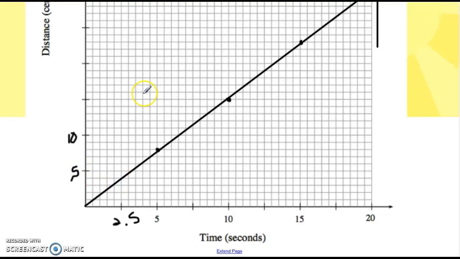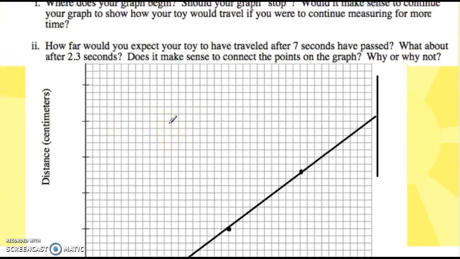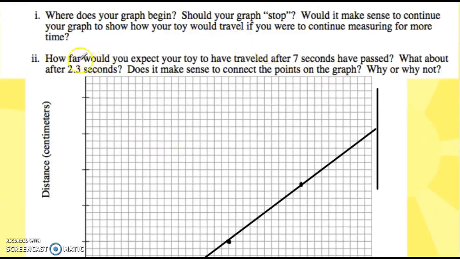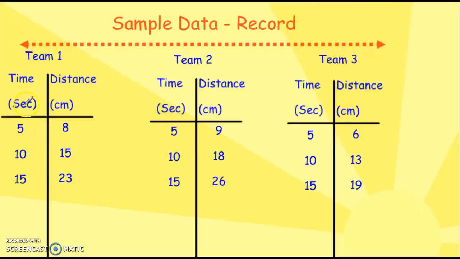So hopefully you got about 11 centimeters for 7 seconds, and then about 4 centimeters for 2.3 seconds. And if you use something other than the first data here, your answers might be a little bit different, but they should end up to be similar.